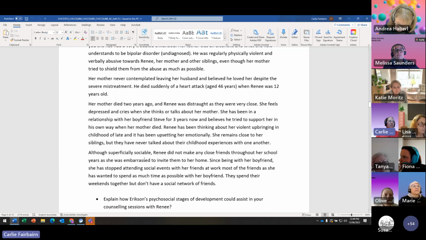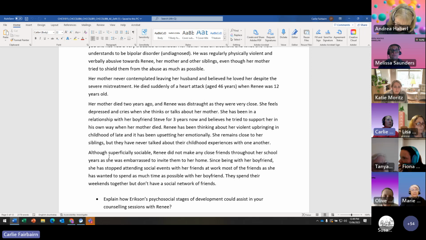Her mother died 2 years ago, and Renee was distraught as they were very close. She feels depressed and cries when she thinks or talks about her mother. She has been in a relationship with her boyfriend Steve for 3 years now and believes he tried to support her in his own way when her mother died. Renee has been thinking about her violent upbringing in childhood of late and has been upsetting her emotionally. She remains close to her siblings, but they've never talked about their childhood experiences with one another.